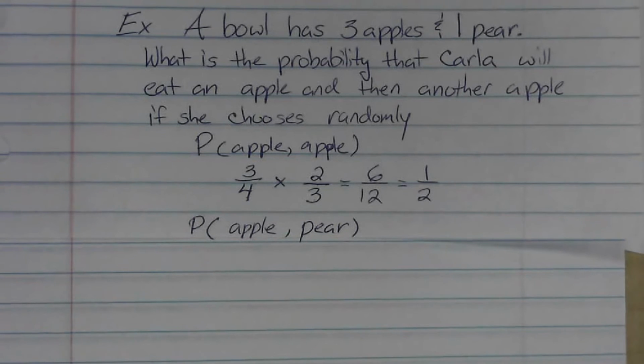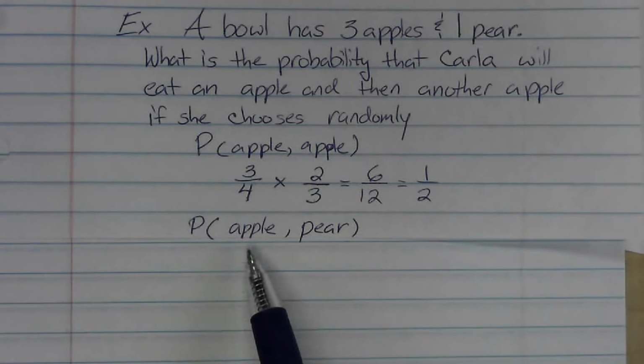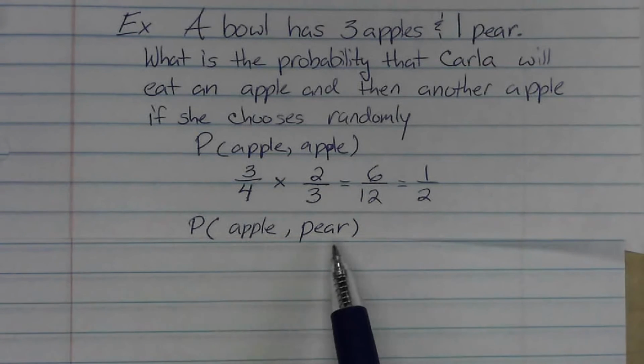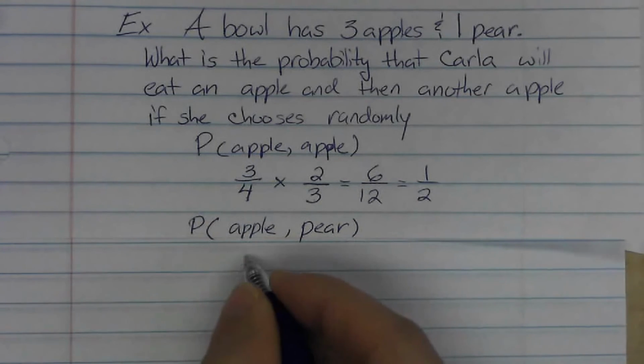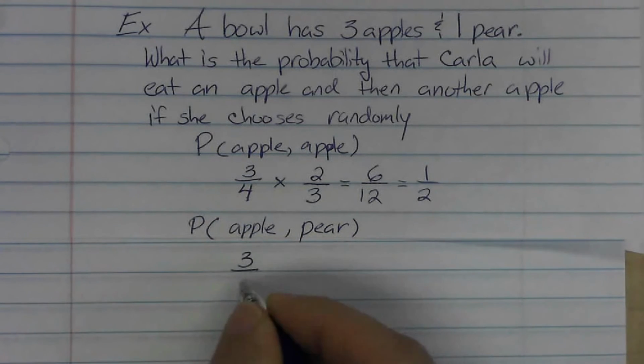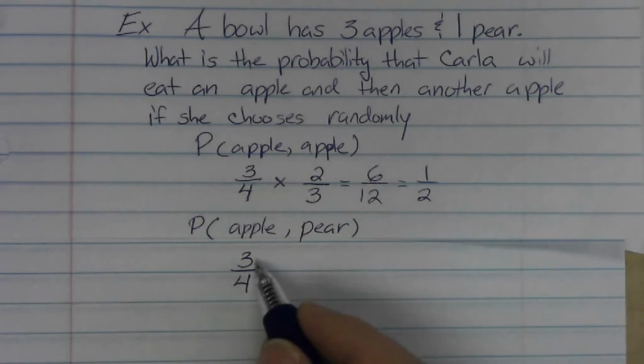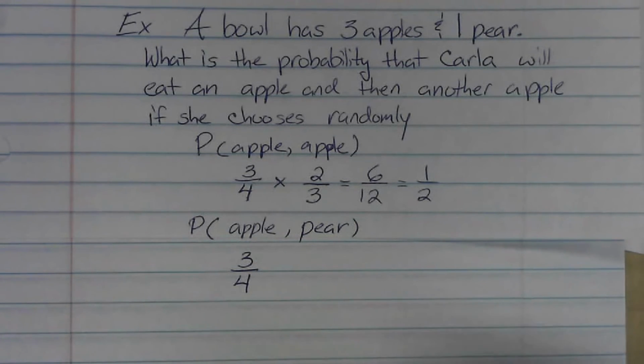Okay, let's suppose the next day Carla's going to do this again. Again, we have another bowl of fruit with 3 apples and 1 pear in it, and she's starting fresh. What's the chance that she's going to reach in and the first thing she eats is an apple and the second thing is a pear? Well, when she first reaches in, the probability of getting an apple is 3 out of 4, 3 apples out of 4 pieces of fruit.